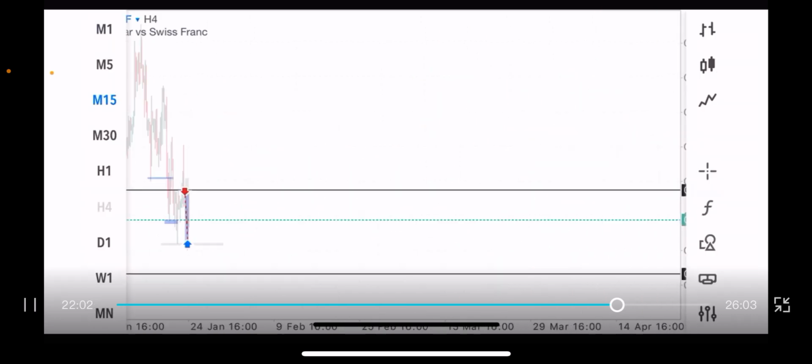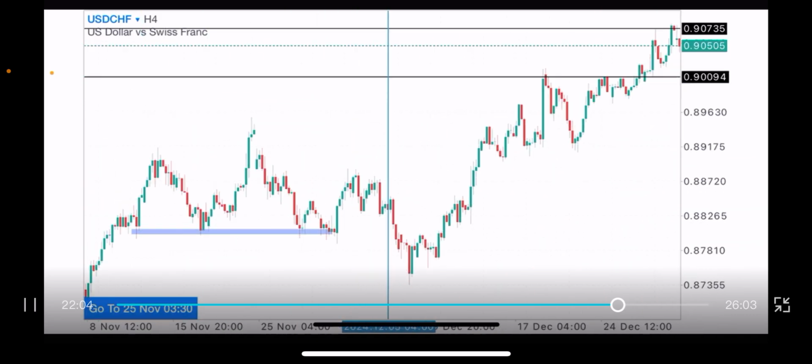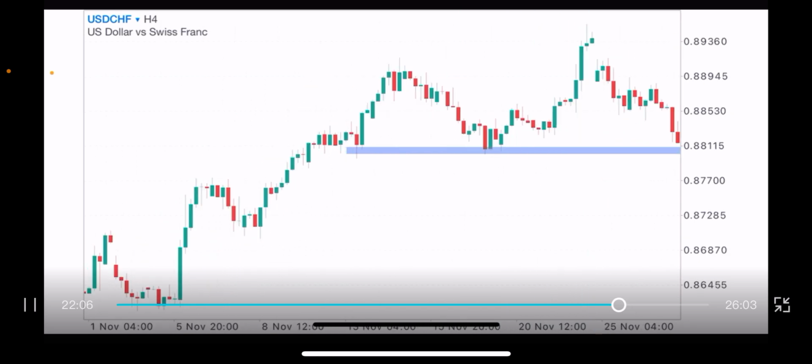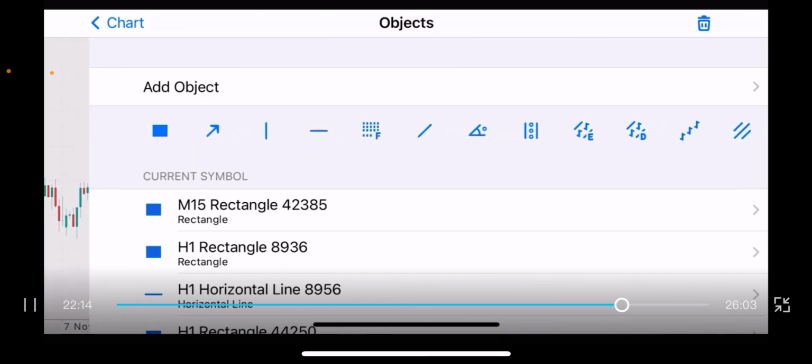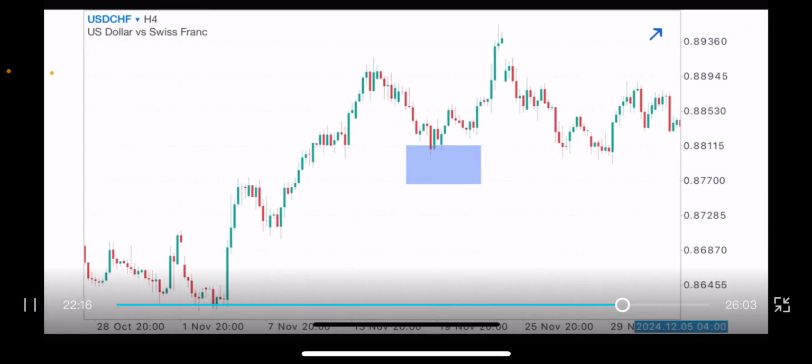So now I told you guys that I also took this back. Let's go back to the 4 hours. I don't want to waste time again. I just want to show you that this strategy really works. I took a trade right here with the same strategy, but I mainly focus on USD CHF and GBP JPY.